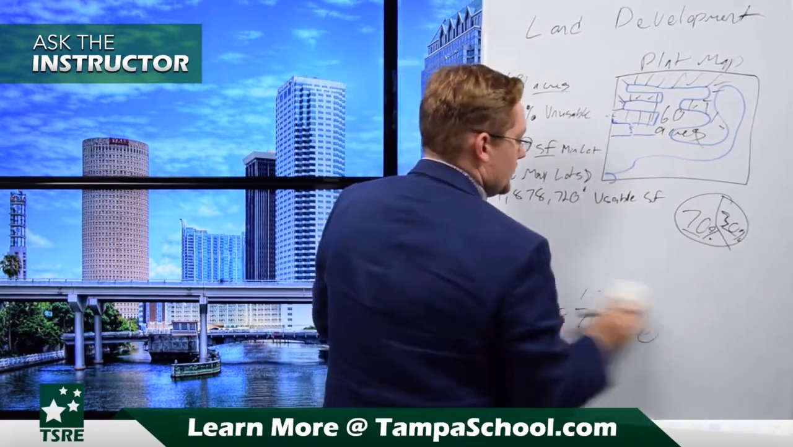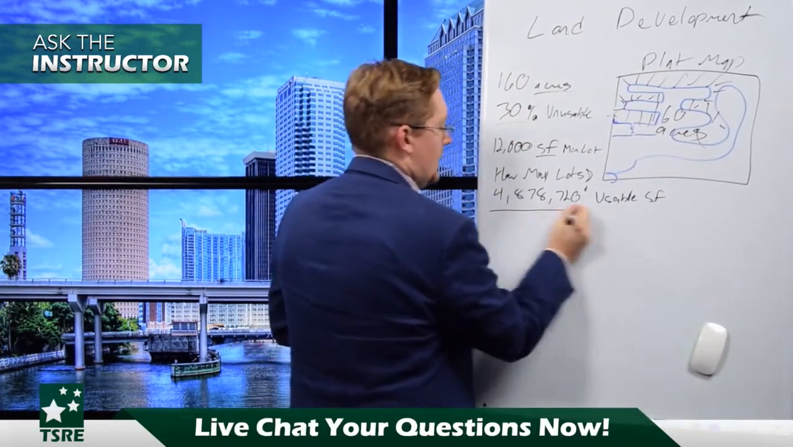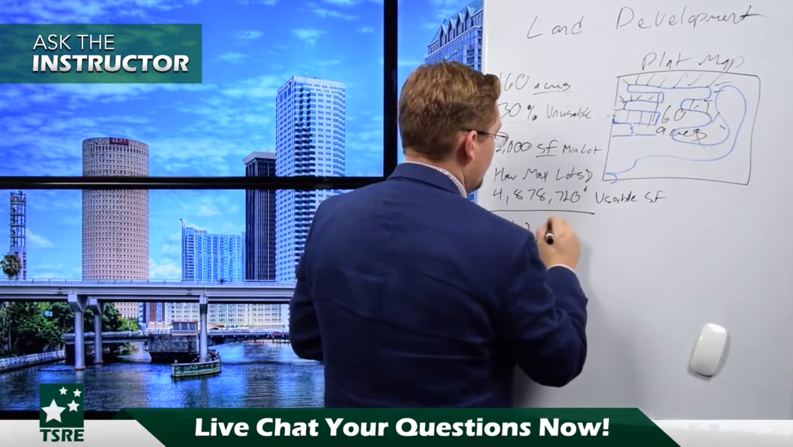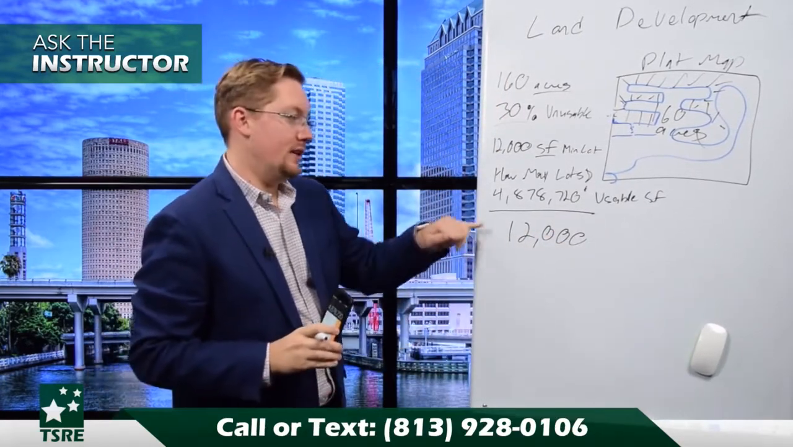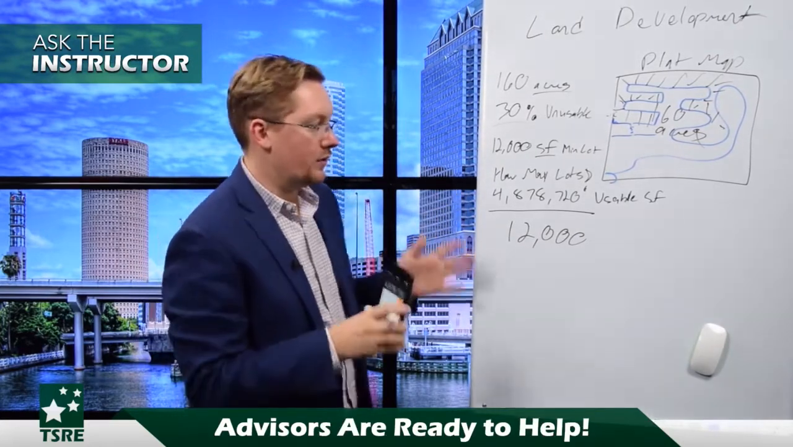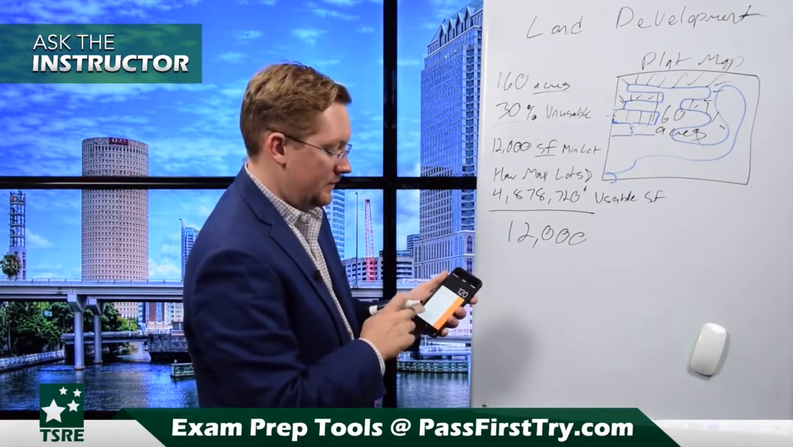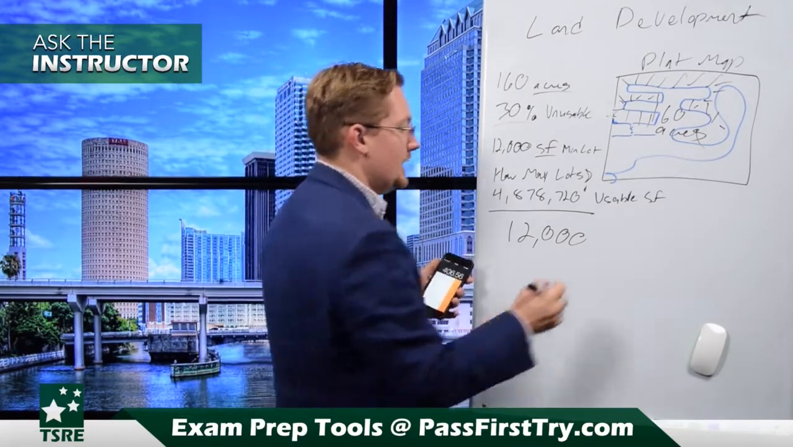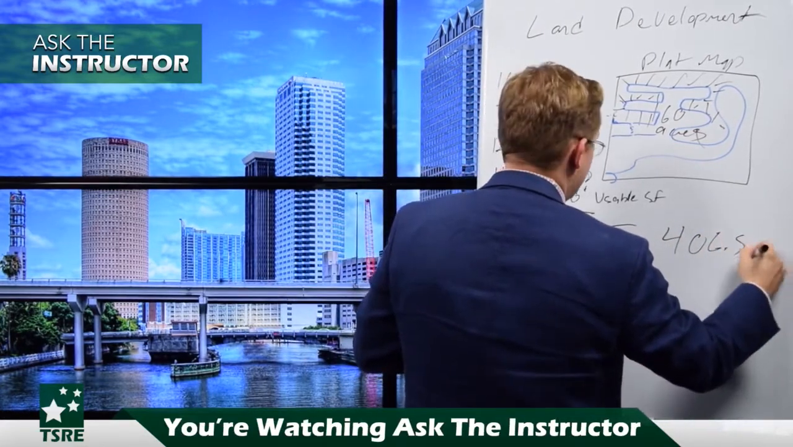So now that we have our usable square feet, we can take that number and divide it by 12,000, because every lot must be at least 12,000 square feet. We've got 4,878,720 feet overall usable, so we're going to divide that to figure out how many 12,000s we could fit in there. And we get an answer of 406.56.